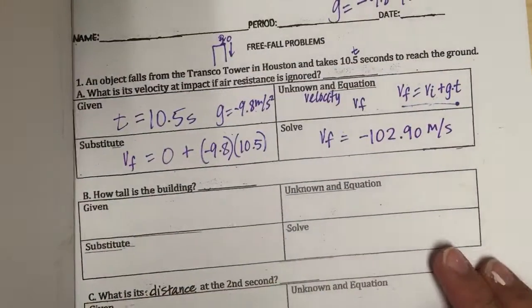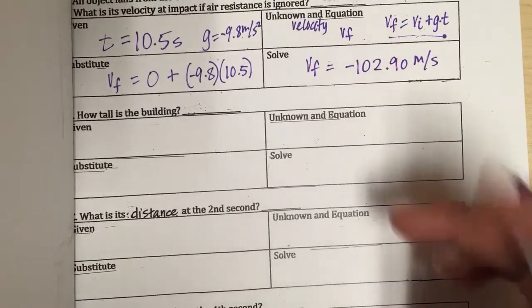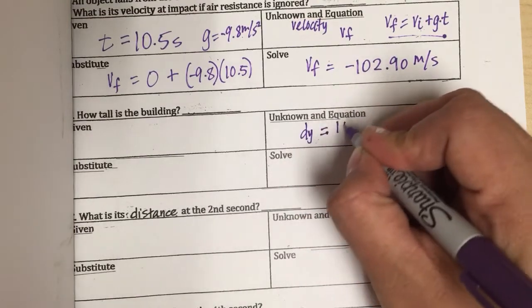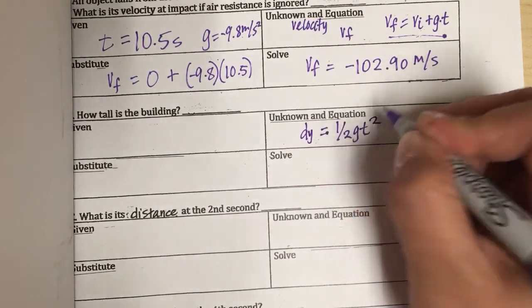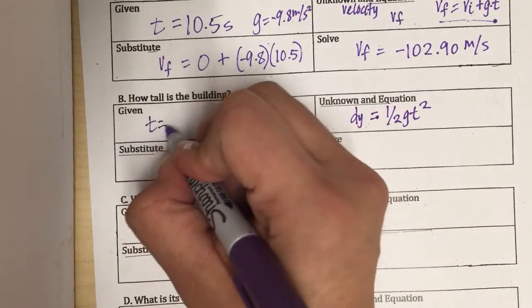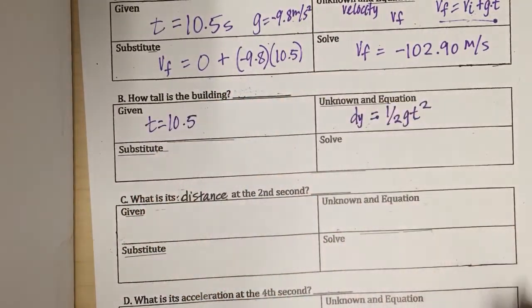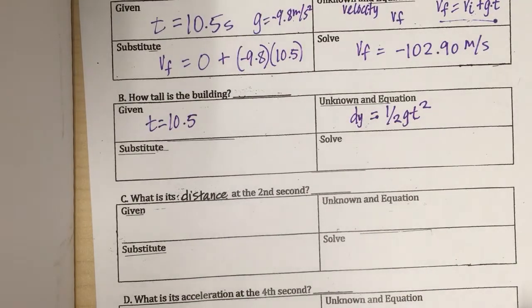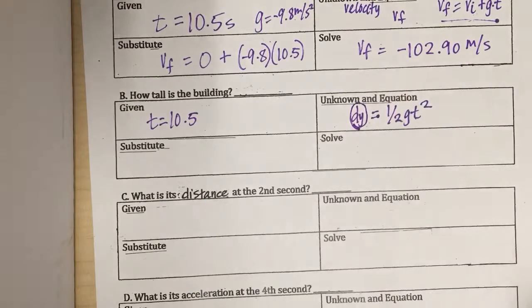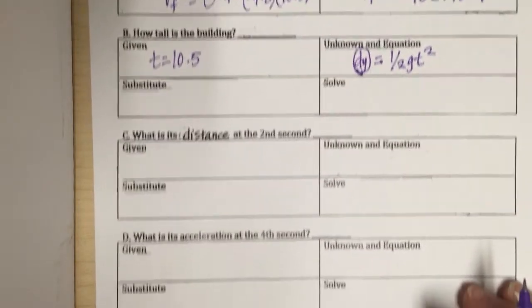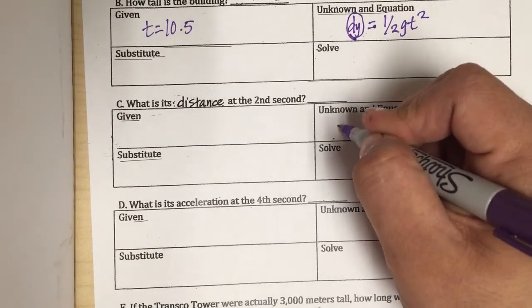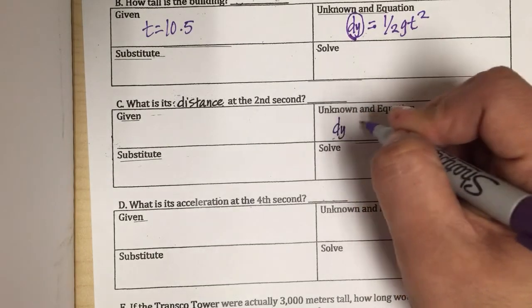So for the following problems, these are the equations that you will be using. You will be using the following: 1/2 GT squared. And in this problem, you are going to be given, again, time. Make sure you take time into account for that one. You're being asked to solve for how tall your building is, which in this case is going to be this. Then on letter C, you will be asked to solve for the same thing, your distance.